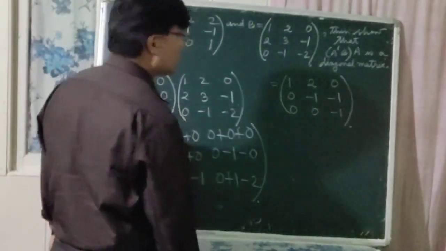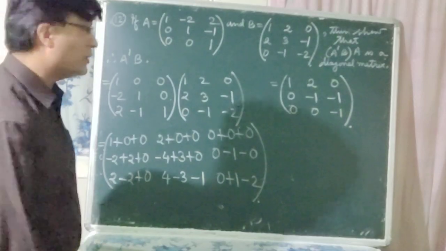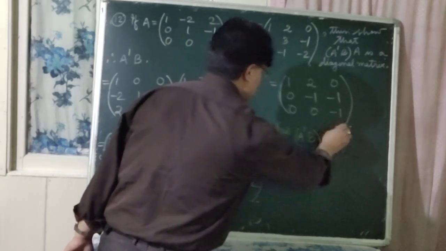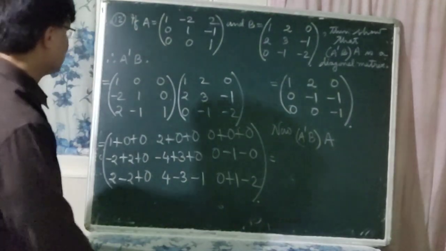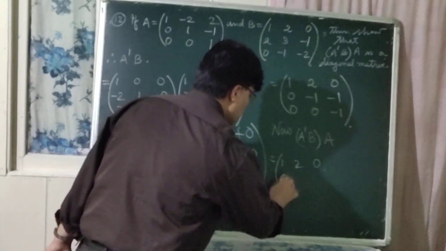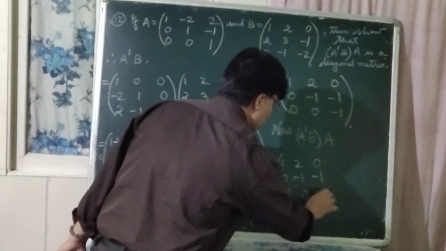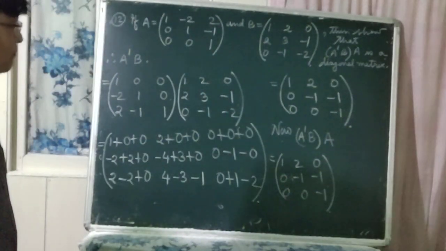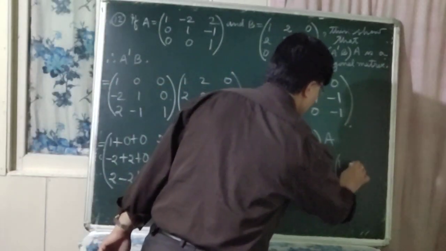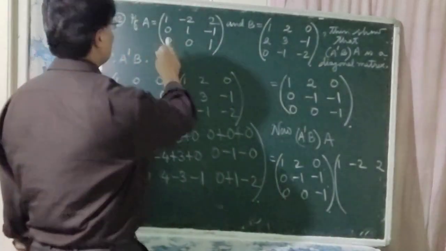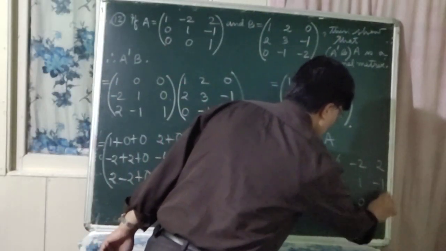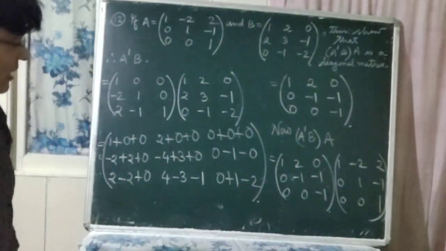Okay. Now what is to be found out? Now we have to determine A dash B into A. So let us find out A dash B into A. Which is equal to, next, what is A dash B? We just now got this matrix A dash B, right? So it is 1 2 0, 0 minus 1 minus 1, 0 0 minus 1. Is that clear? Next, write down the matrix A. What is it? 1 minus 2, 2, right? Then 0 1 minus 1. Next 0 0 1. So this is the second matrix, that is the A matrix.